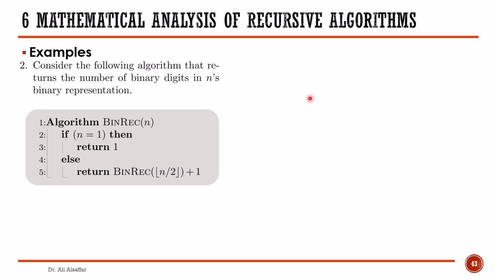Our next example is a recursive algorithm that determines the number of binary digits or bits in the binary representation of a positive integer n. By looking at the algorithm, in the base case at line 2, if n is equal to 1, the algorithm simply returns 1, since the binary representation of 1 consists of a single digit. Otherwise, in the else block, the algorithm recursively divides n by 2 and adds 1. This is because each division by 2 effectively shifts the binary number 1 bit to the right, and the addition accounts for the digit that was just shifted.